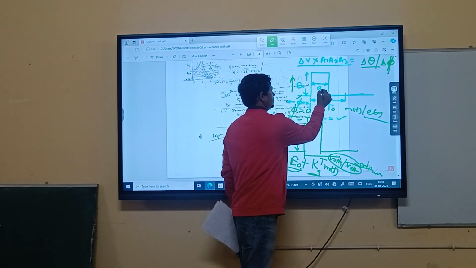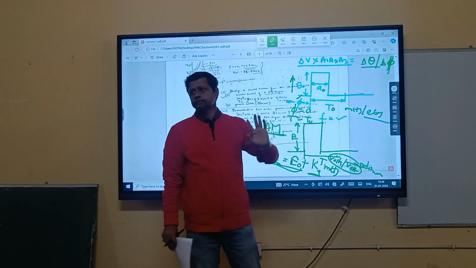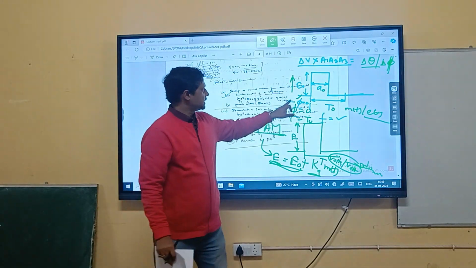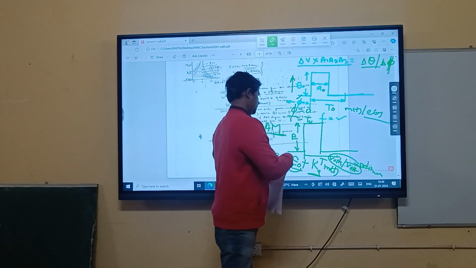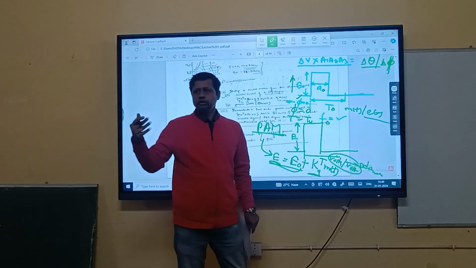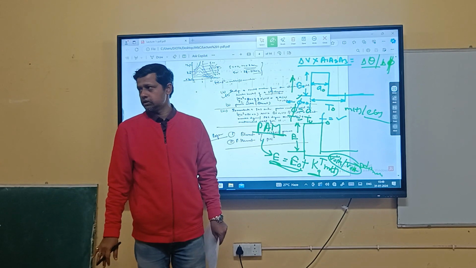Or similarly here you can assume A naught, the ambient values, modified. If there is no change, there is some ambient value: E naught, A naught, F naught. Phi is 0; I cannot write phi naught. If there is no phase, that means phase is 0.